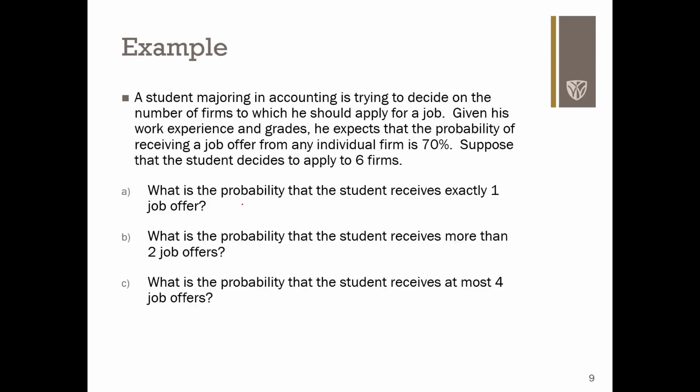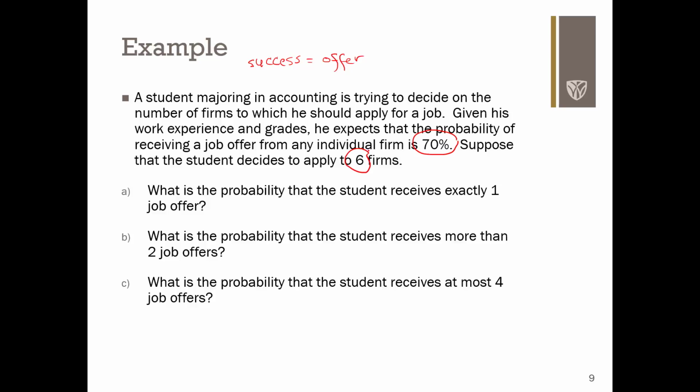In this case, the student applies to a job. They either receive an offer or they don't, so that's our Bernoulli trial. Our success would be that the student receives an offer, and our probability of a success is 70%, it's 0.7. The number of trials, n, is equal to 6. We want to ask several questions. What's the probability that the student receives exactly 1 job offer, that they get more than 2 job offers, or that they receive at most 4 job offers?